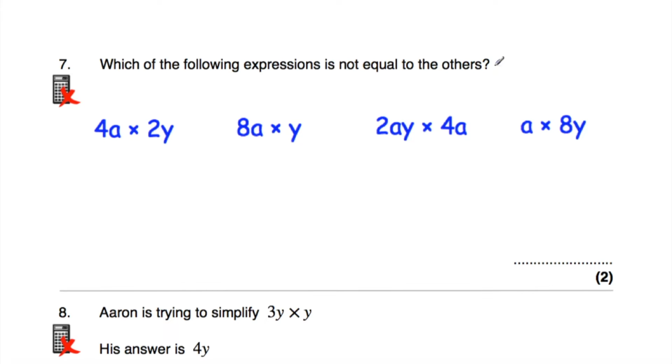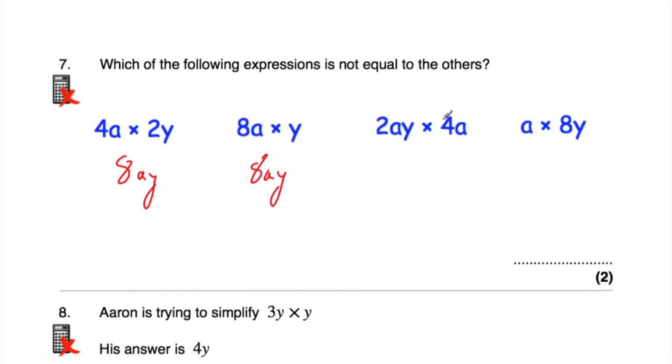Okay, let's have a look at our next question, question number 7. Question number 7 says, which of the following expressions is not equal to the others? So we're going to have to work them all out. We've got 4a multiplied by 2y. 4 times 2 is 8. And then we've got ay. So that's 8ay. Next, we've got 8a times y. So just put them together would be 8ay. So they're the same.